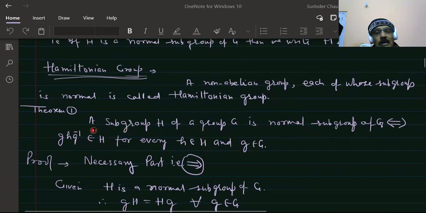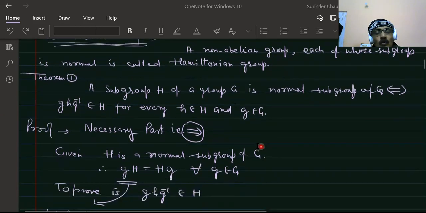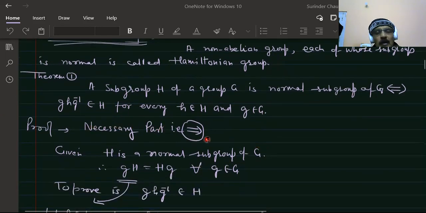What does he say? He says that a subgroup H of group G is a normal subgroup of G if g h g inverse belongs to H for every small h belongs to H and g belongs to G. The necessary part, this is the only if part. So we are talking about the necessary part. This is called the necessary part, the only if part.